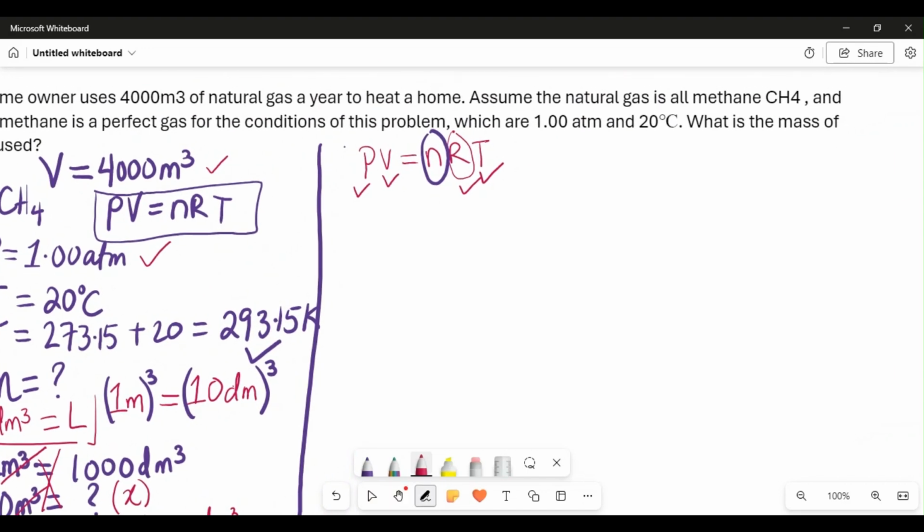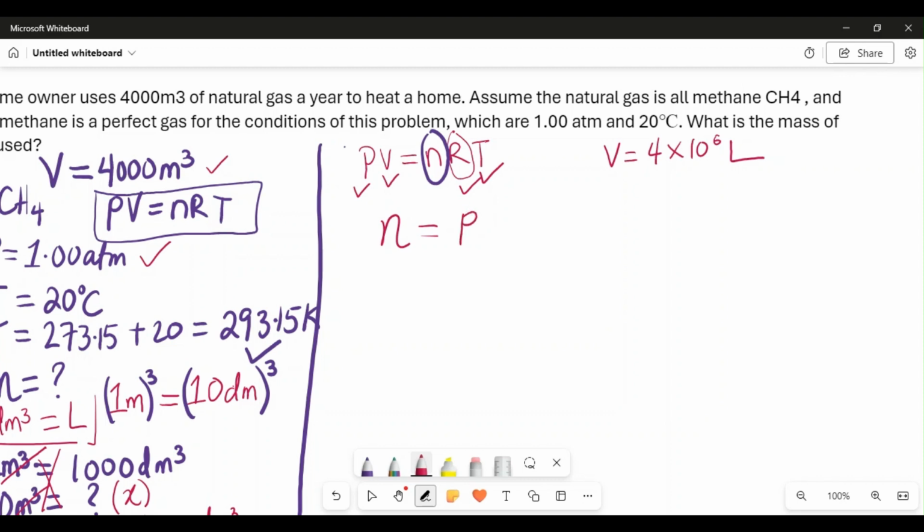So PV equals nRT. Now we have the volume to be 4 times 10 raised to the power 6 liters, or dm cubed, whatever you want to call it. So we have the P, we have the V, we have the R, we have the T.